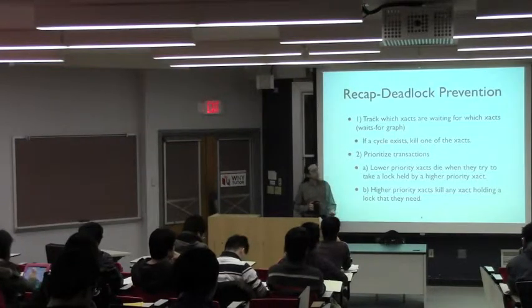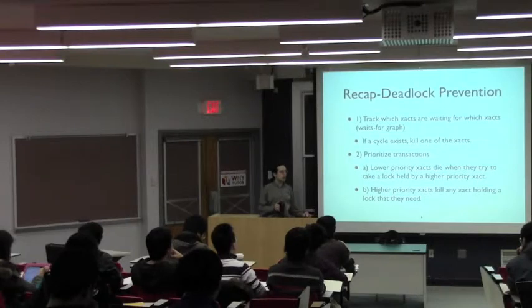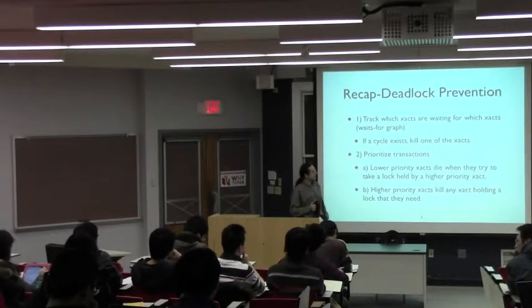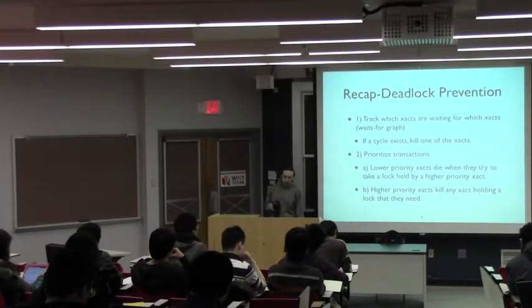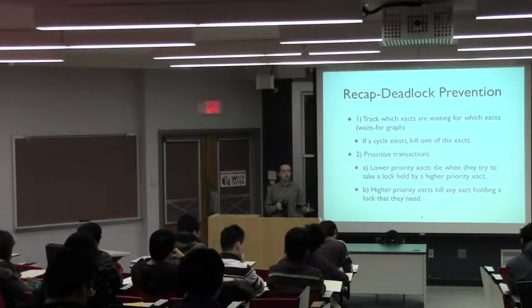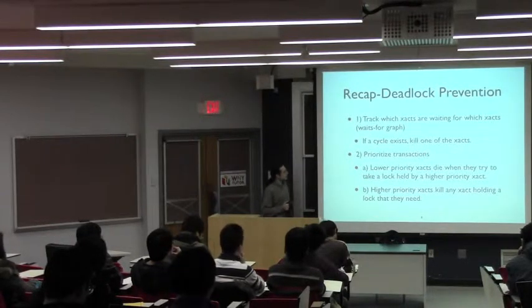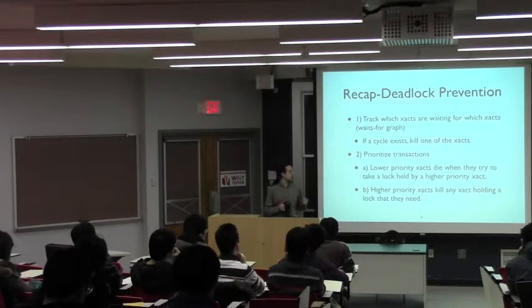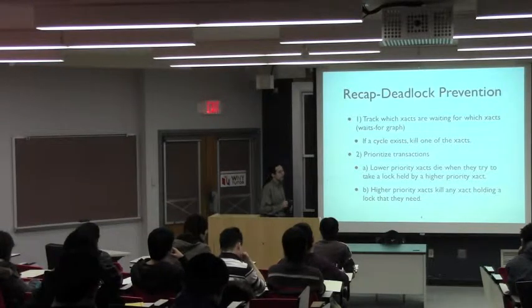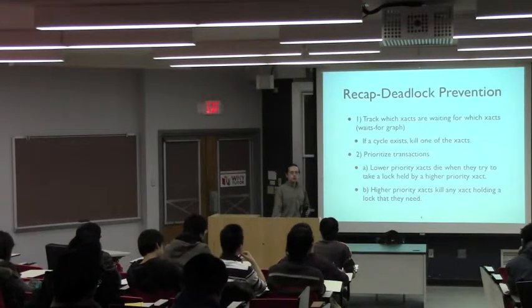The other way is to just outright prevent any cycles from forming in the first place, so we can prioritize transactions, and if a transaction tries to acquire a lock that could potentially lead to a cycle, that is to say, if it acquires a lock that is held by a lower priority transaction, then we kill one of the transactions. So the two basic strategies for that: if a lower priority transaction tries to acquire a lock held by a higher priority transaction, that basically kills the lower priority transaction. The other way to do it is if a higher priority transaction tries to acquire a lock that is held by a lower priority transaction, the lower priority transaction will be killed. Okay, any questions on deadlock prevention?